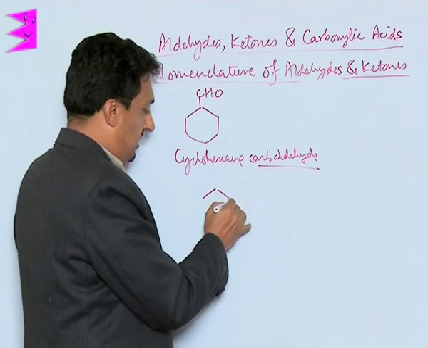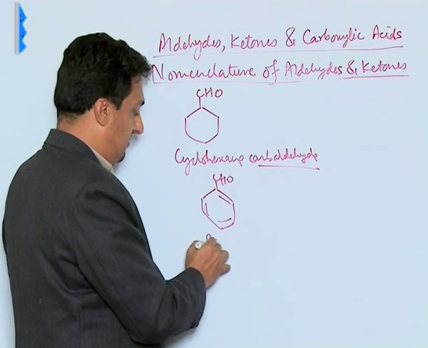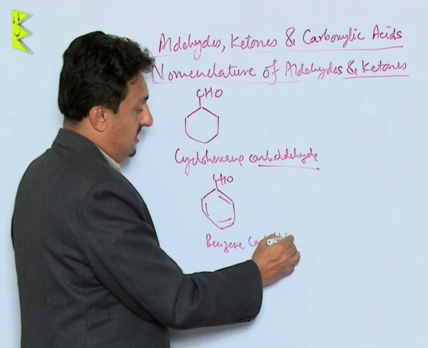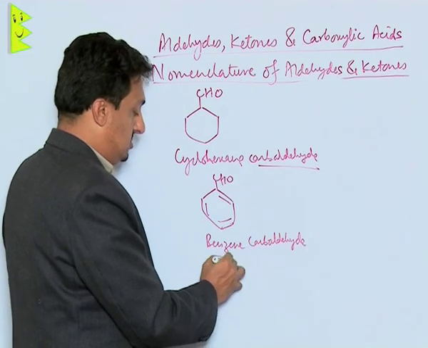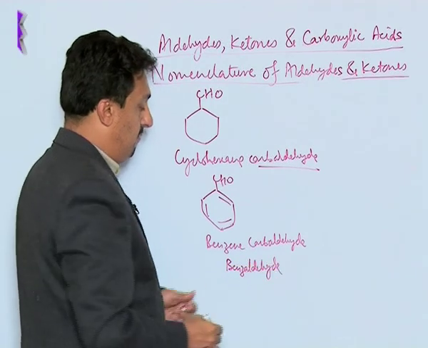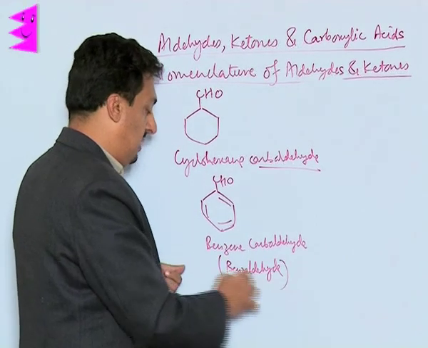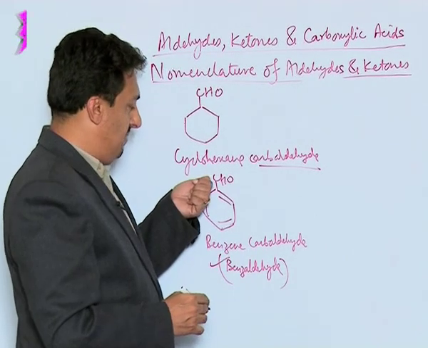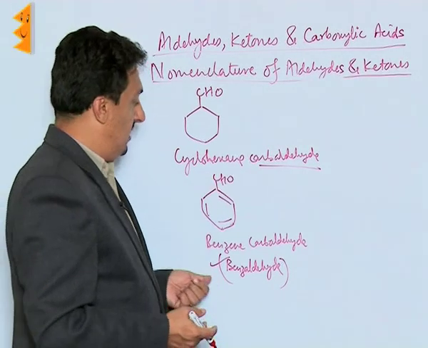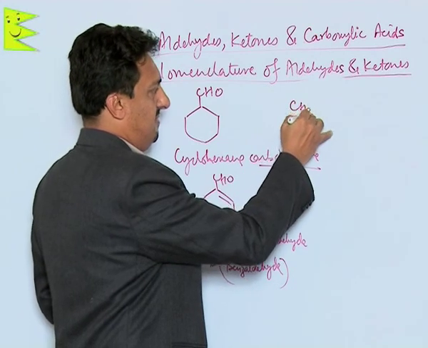And that is how, if this group is attached to a benzene ring, we call it benzene carbaldehyde, which is also called benzaldehyde, because in common nomenclature it was its common name. Now IUPAC accepted it because this is the benzylic carbon which is having only 1 hydrogen, so that's why it's called benzaldehyde. And we can have a lot of other examples, like suppose we have this example.